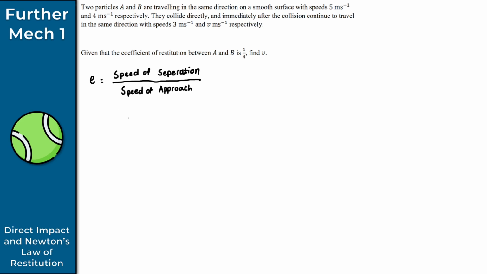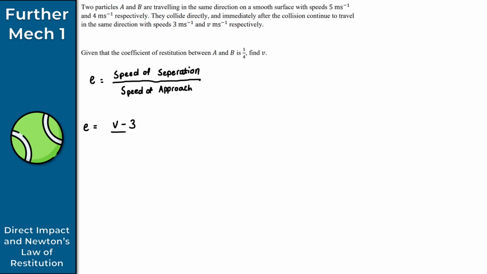In our case, how do we find the speed of approach and the speed of separation? Let's start with the speed of separation. Clearly this is after the collision, so we're looking at these two speeds, 3 meters per second and v meters per second respectively. The speed of separation is this speed, v, which is what we want to find, minus this speed of 3. So we get v minus 3.